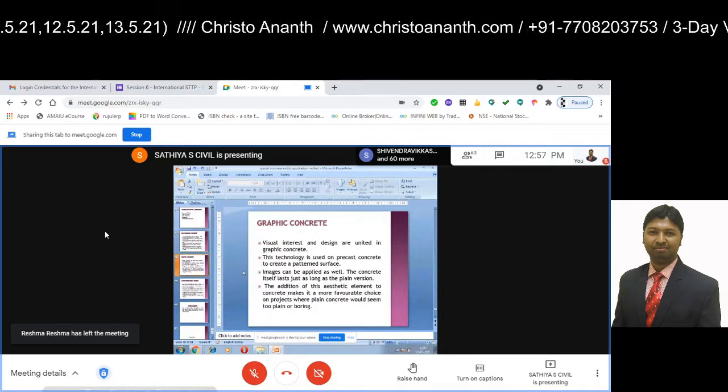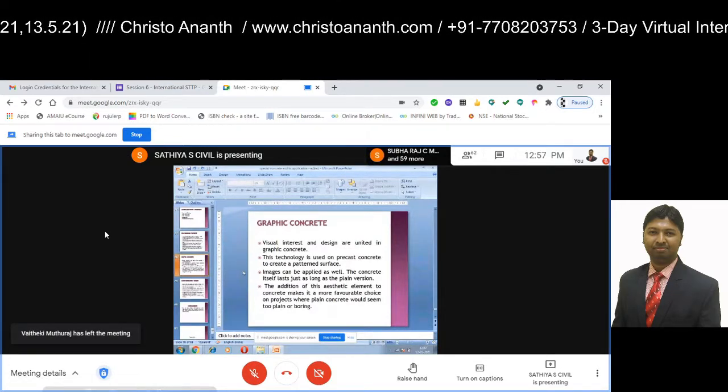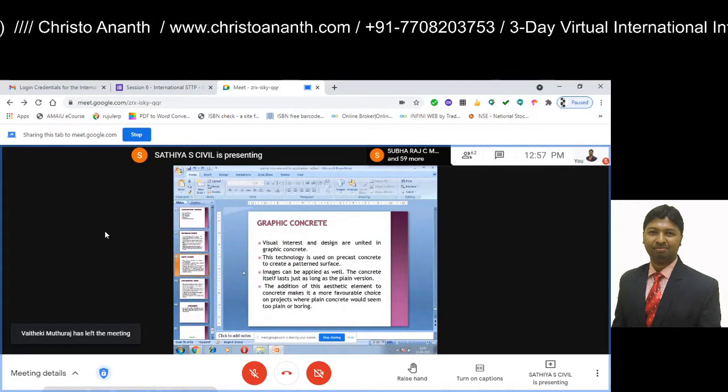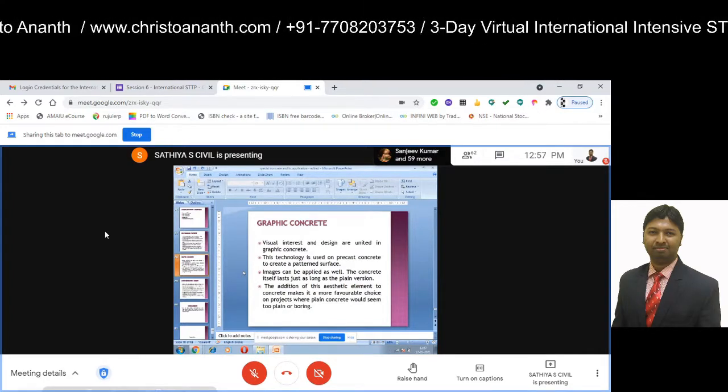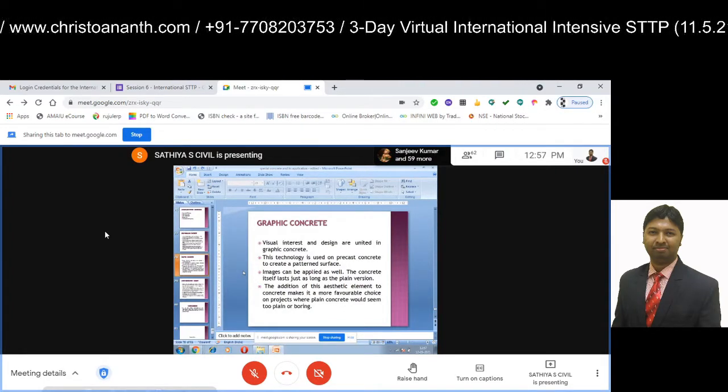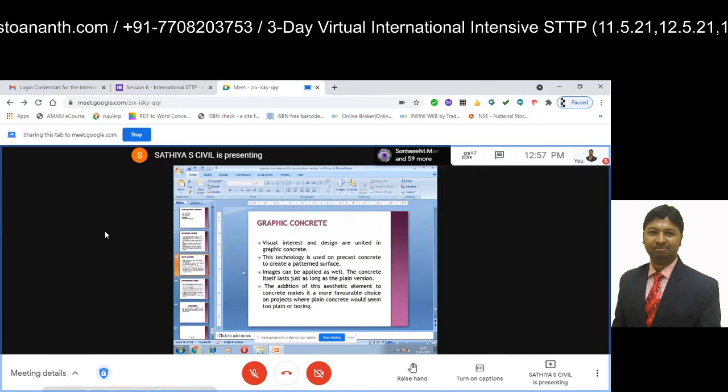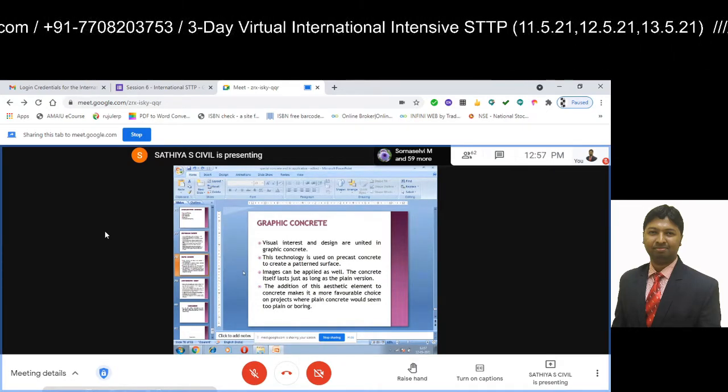Then graphic concrete. Visual interest and design are united in graphic concrete. This technology is used on precast concrete to create a patterned surface. Images can be applied as well. The concrete itself lasts just as long as the plain version.